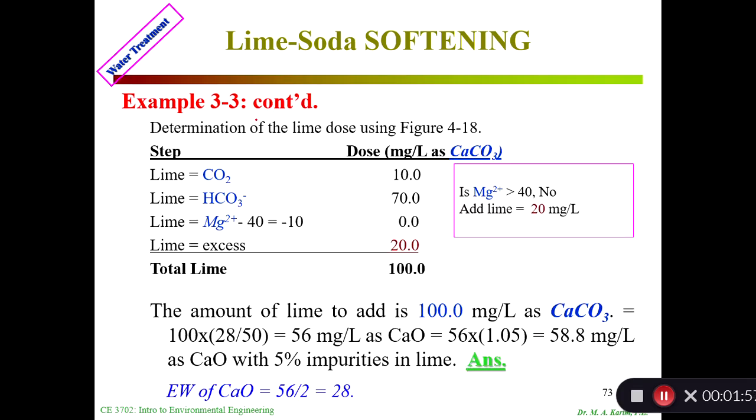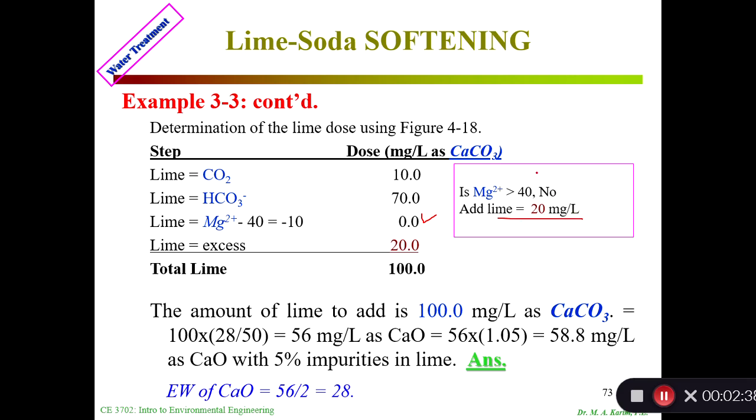Then we'll calculate the lime. Basically, the carbon dioxide amount is 10. Then the bicarbonate amount is 70. Then magnesium minus 40: since my magnesium is 30 only, magnesium minus 40 gives negative 10, which means 0. I don't need to add anything. Then I have to go to the flow chart. You remember the flow chart? The second step asks, is it greater than 40? Since it is 0, no. Then if you go to the left side, it tells you just 20.